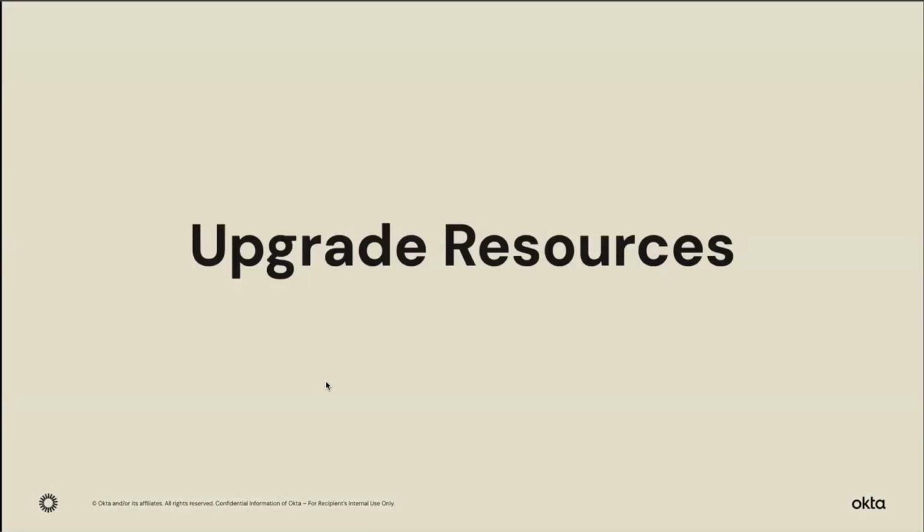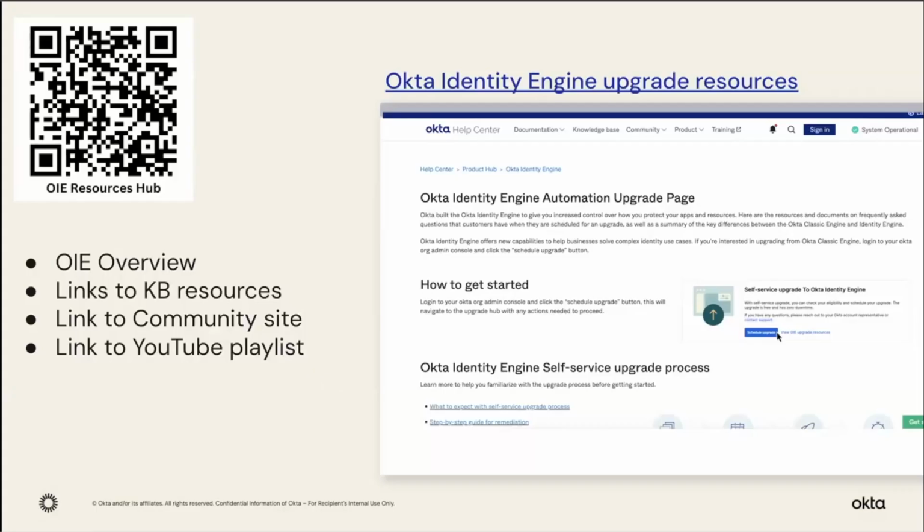In terms of upgrade resources, we have our OIE KB hub. This has links to knowledge base articles, links to our community site that's run by our product acceleration team, the team that runs these webinars. Our community site also has links to sign up for one-on-one office hours sessions with myself or other members of this team. And we also have links to our YouTube playlist, which contains recordings of all of these webinars.